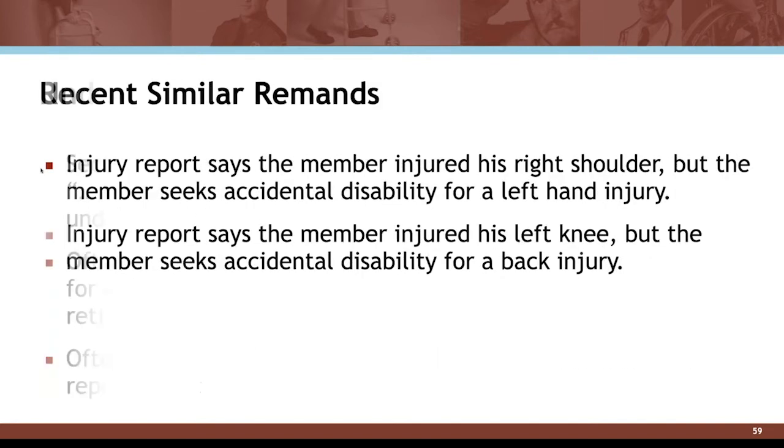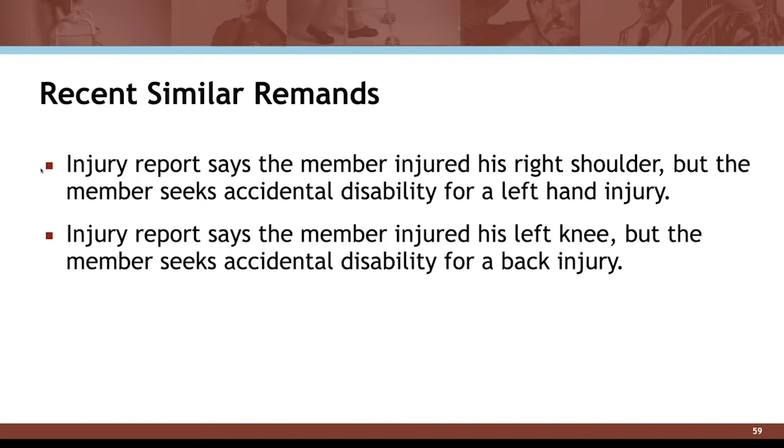In his application for accidental disability retirement, however, he claims an injury to his left hand. There's no subsequent injury report, and there's no claim of a subsequent injury to his left hand. He attempted to say that the left hand injury was caused when he sustained his right shoulder injury. Given this, we had to remand it back to the board, and we asked them to make some findings of fact as to how they can connect this left hand injury to what was claimed to be a right shoulder injury.